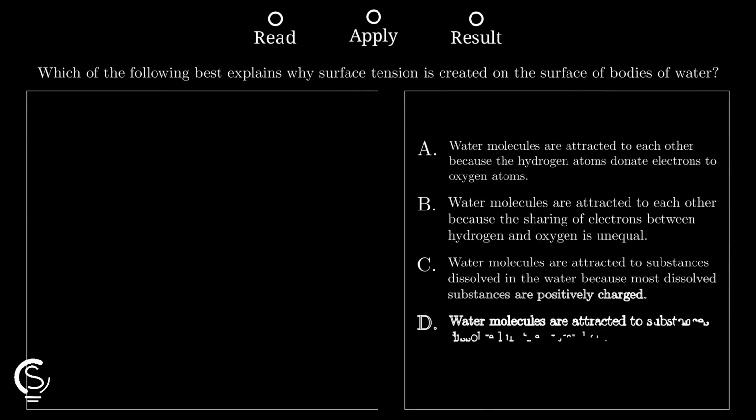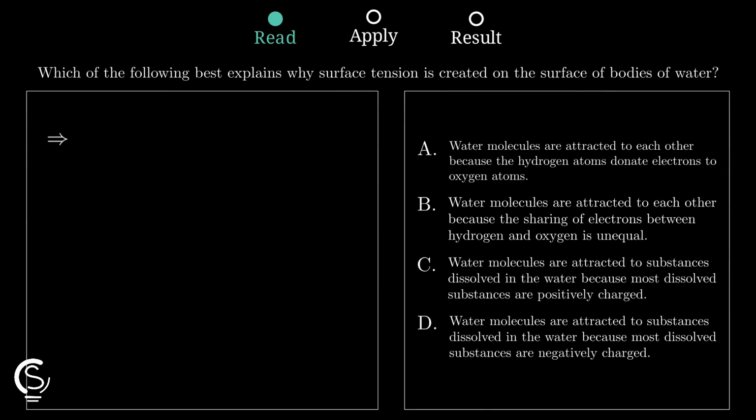Surface tension is created by cohesion, which means water molecules pull on other water molecules, especially at the surface where that inward attraction creates a tight, stretched layer. Now ask what causes that cohesion.